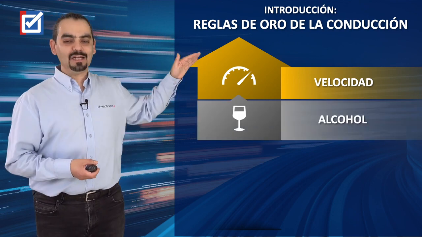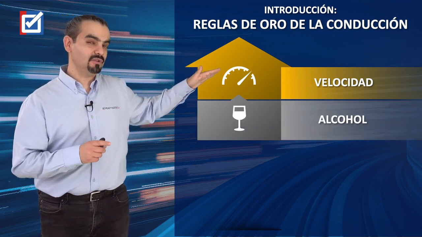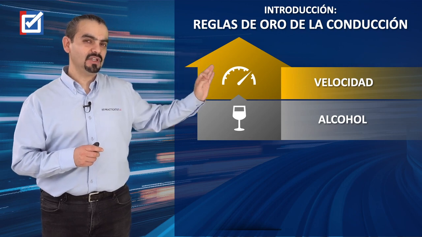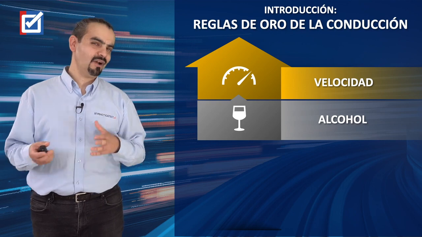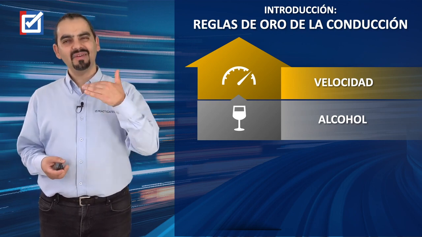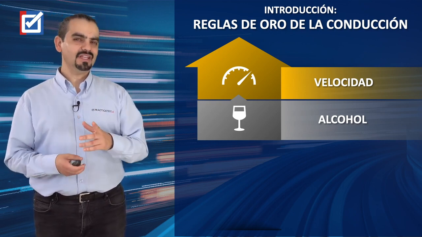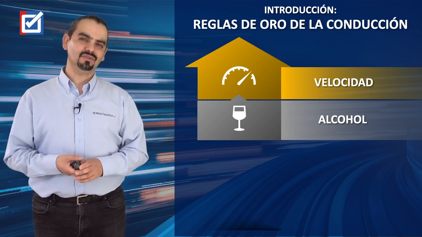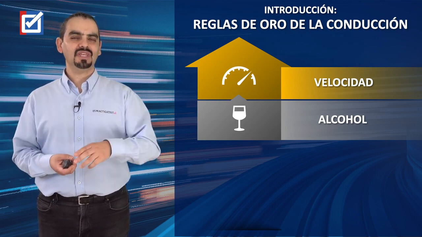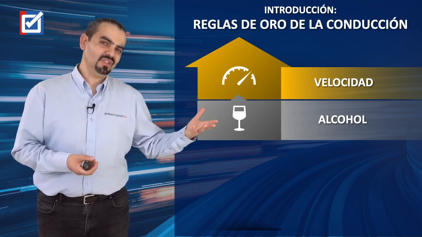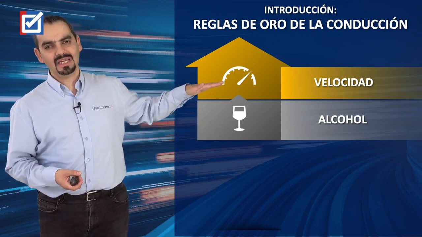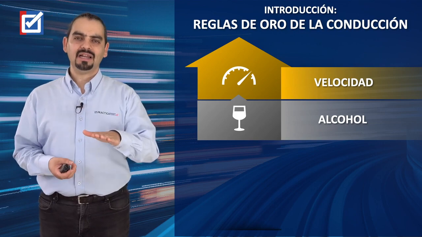Number two, alcohol, and we are also going to add drugs. Do not drink or use drugs when you are going to drive. This is a golden rule that seems a bit logical, but we know that it keeps repeating itself. Never forget that 90% of traffic accidents occur due to human error, and many of them involve consuming alcohol or drugs while driving. So remember, second golden rule, do not mix driving with alcohol and drugs.